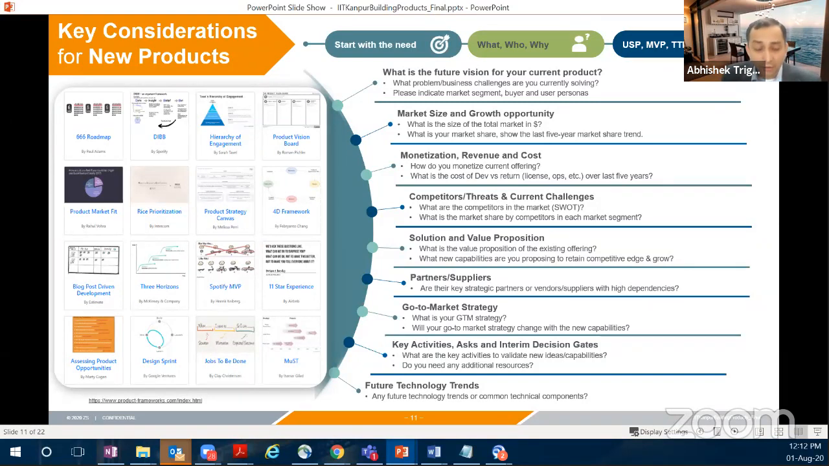Similarly, keep an eye on competition. You have to absolutely be ahead of competition if you want to create that sustenance and value prop for your end users. Thinking about solution value prop, you've got to convey, you've got to tell the users why they should buy your product versus others, and what capabilities you have which make it so unique that they would rather buy it from you versus anyone else.